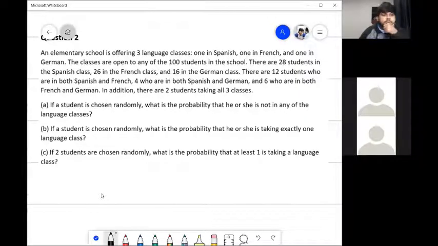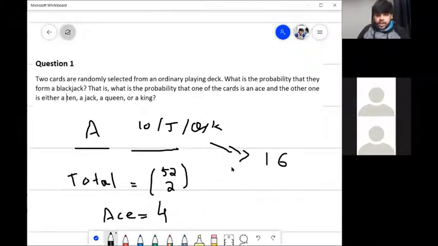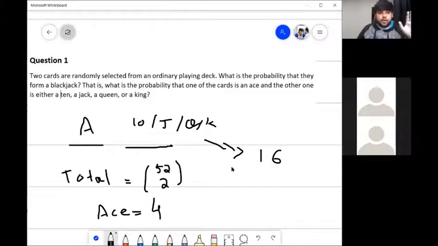Can you explain the solution to question one? Okay. So in question one, I'm just going to do it verbally now. The question said: what's the probability of us getting an ace and either a 10, jack, king or queen.